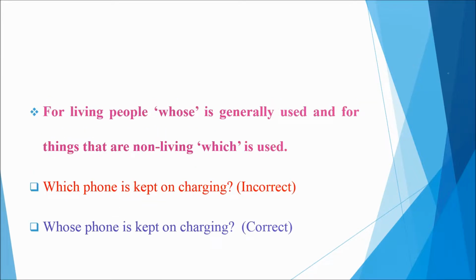Next rule is that for living people, whose is generally used, and for things that are non-living, which is used. Let's see the first sentence. Which phone is kept on charging? Is that correct sentence? No. The correct sentence is whose phone is kept on charging.